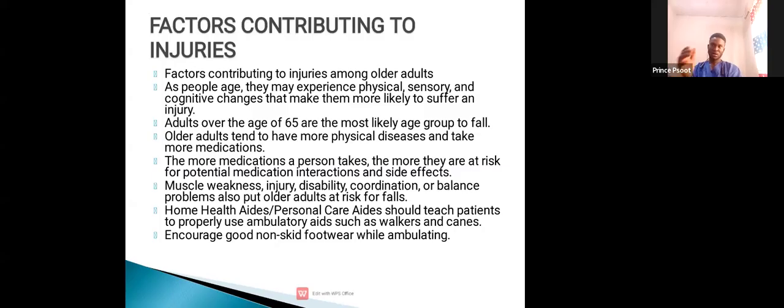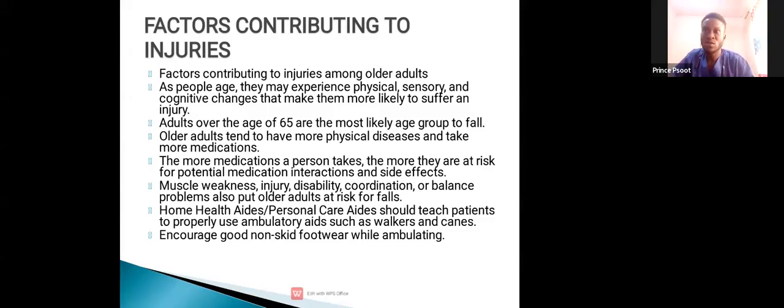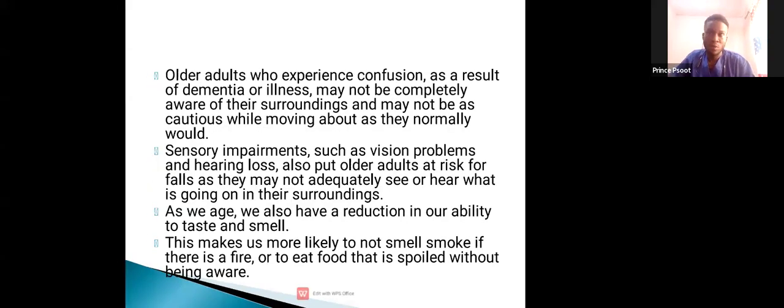These problems also put older adults at risk of falls while ambulating. Older adults who experience confusion as a result of dementia or illness may not be completely aware of their surroundings and may not be as cautious while moving about as they normally would. Sensory impairments such as vision problems or hearing loss also put older adults at risk of falls, as they may not adequately see or hear what is going on in their surroundings.